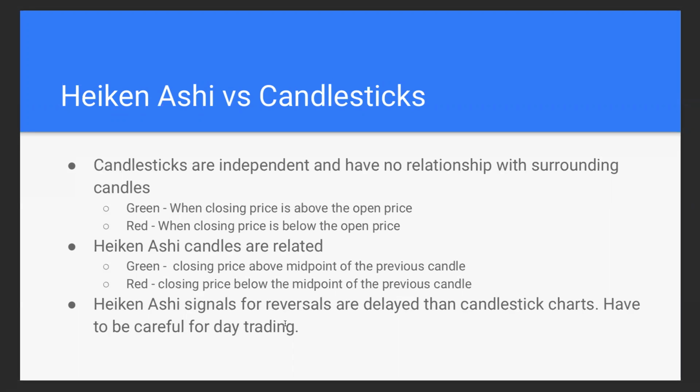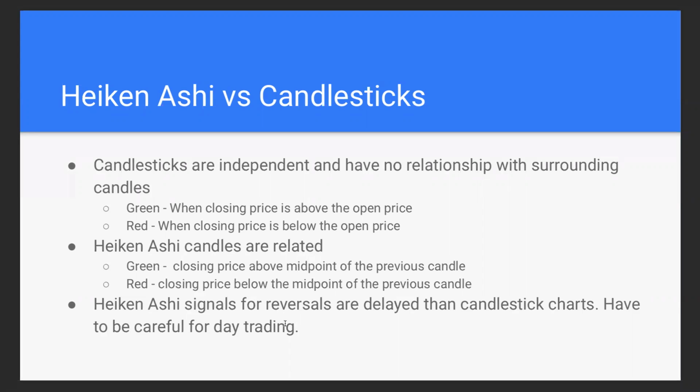That is why it is called average. It is always averaging the open and the close, right? So for green, the closing price is above the midpoint of the previous candle, because our open is the average of the previous close and the open, right? That's what it's saying. So red is closing price below the midpoint of the previous candle.